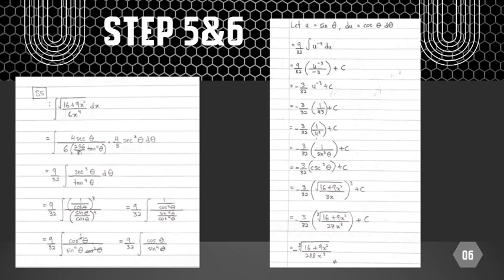We rewrite the equation based on the first step. Lastly, we will get the answer, which is negative the cube root of (16 plus 9x squared) over 288x to the power of 3. That's all from me.